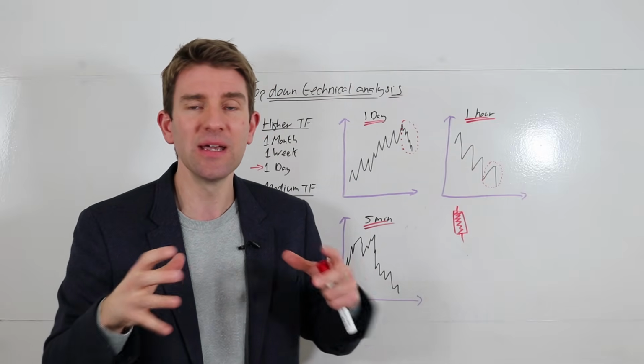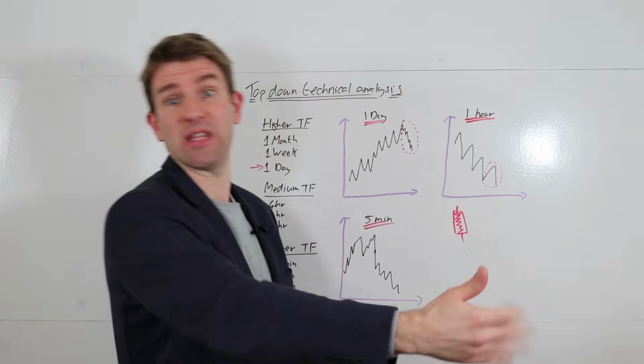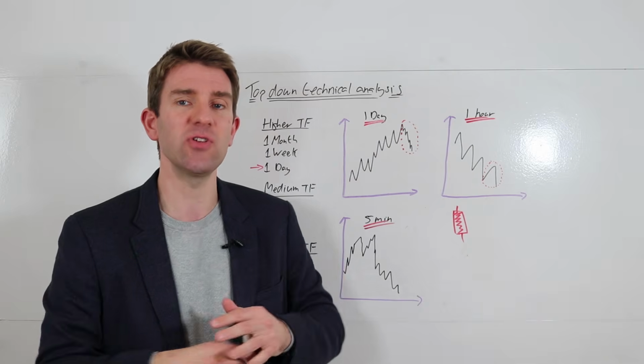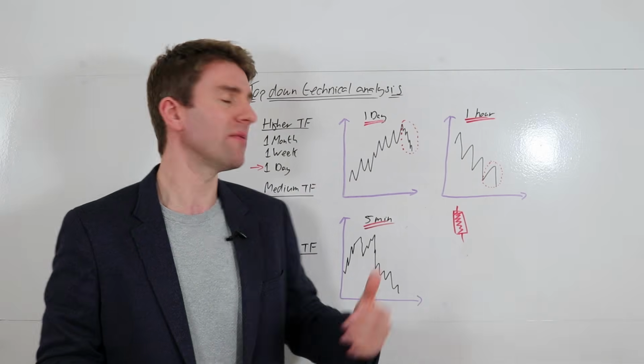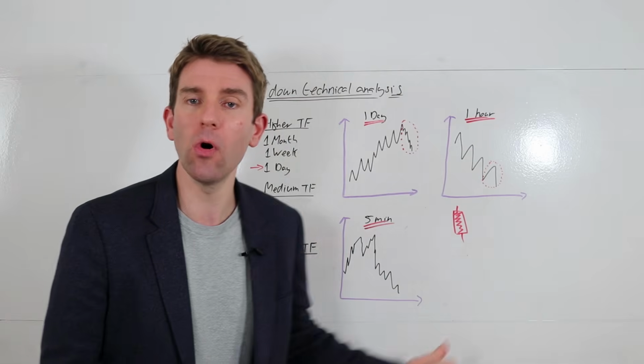You don't see what happened in the middle of the day. You don't see the fact that it kind of ripped to highs, literally just touched it and then completely collapsed. You don't see that information. So that's why we go down one more time frame, or one more level, to the medium time frames, and then we go one more if we want to.